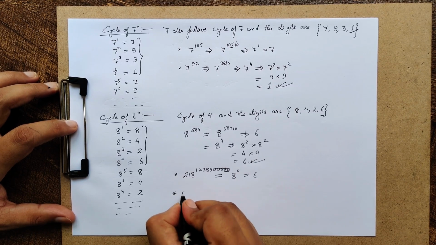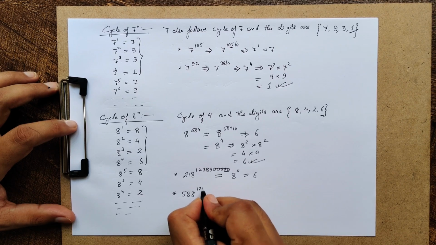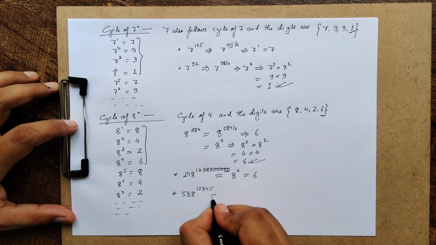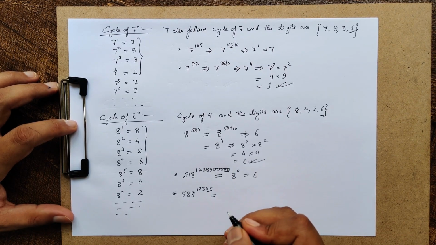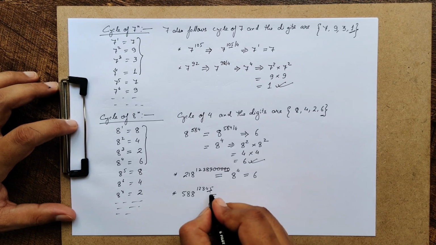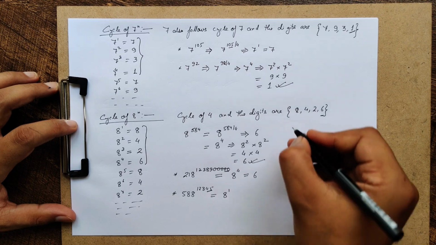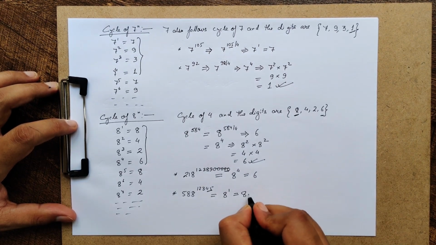Let us take another example. 588 to the power 12345. Now let's divide the last two digits by 4. So we get remainder as 1. So we can write it as 8 to the power 1. That means the first digit of the cycle, which is 8, and 8 to the power 1 is 8, hence 8 is the answer.